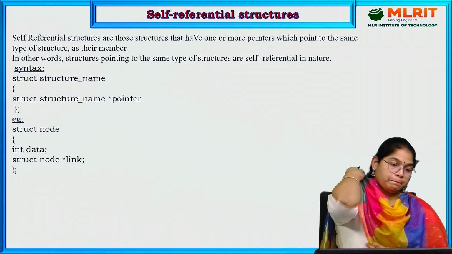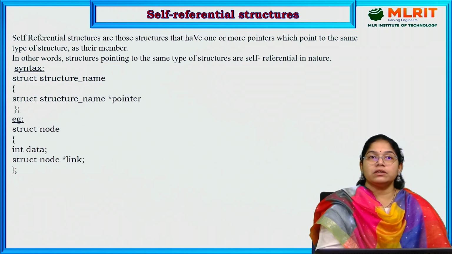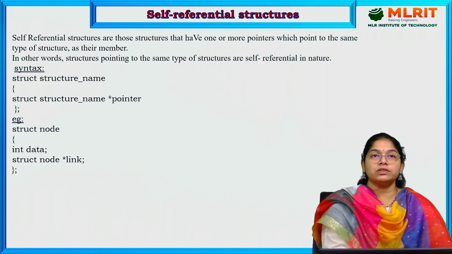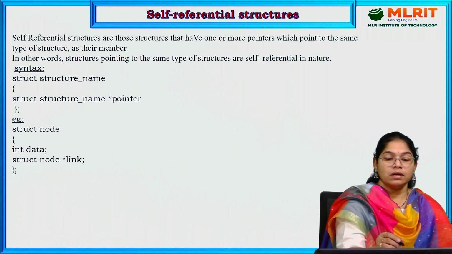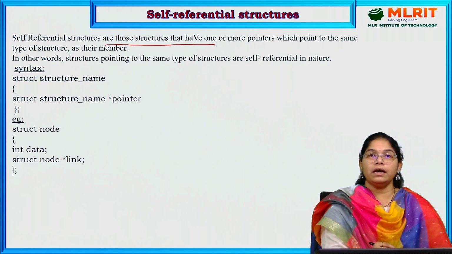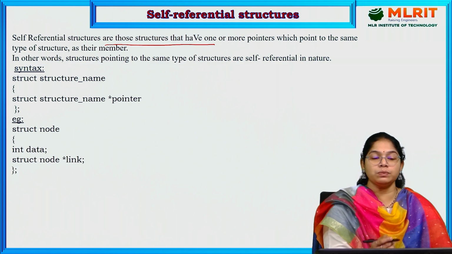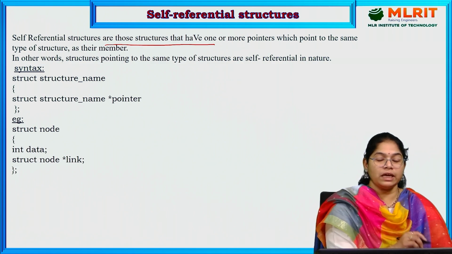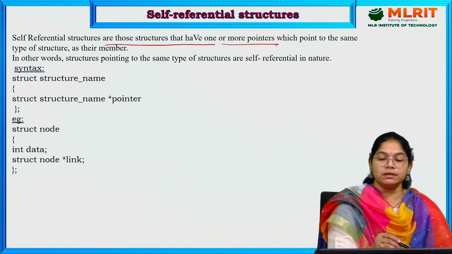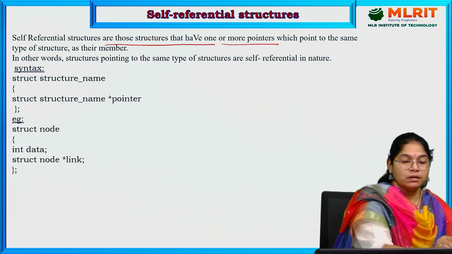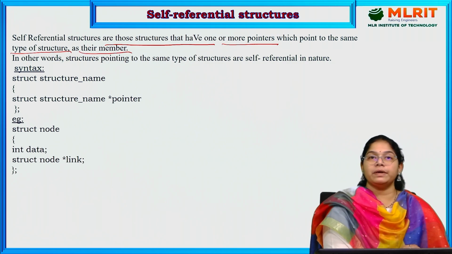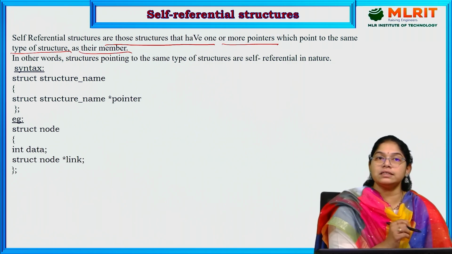Then next, self-referential structure. What is a self-referential structure? Self-referential structures are those structures that have one or more pointers which point to the same structure as their member.